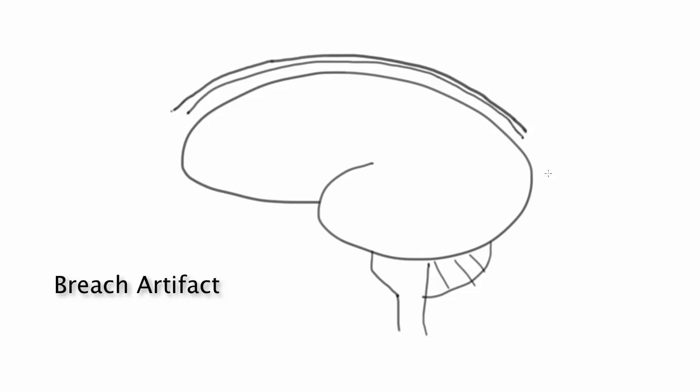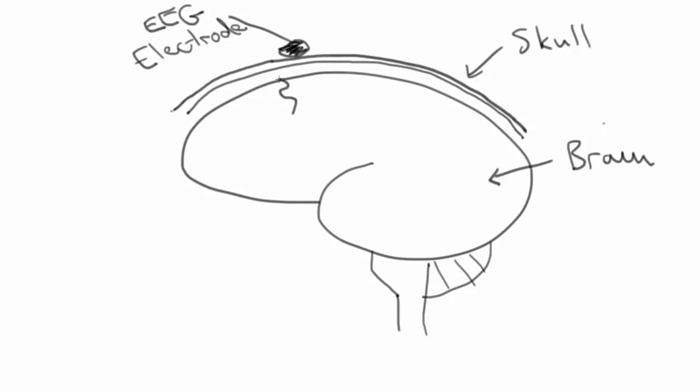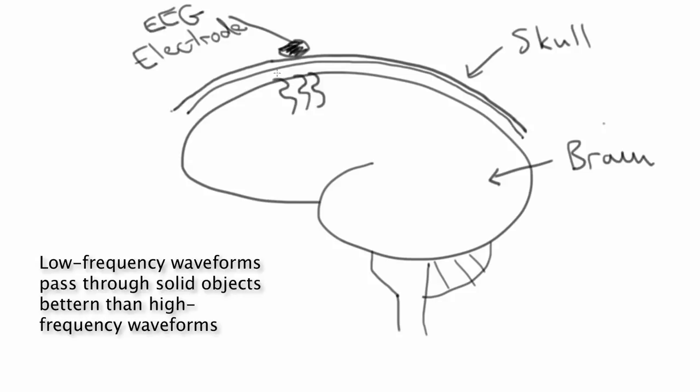I have drawn this very crude diagram of a brain in order to illustrate the breach artifact. This is the brain. This is the skull. We will put an imaginary EEG electrode here. Low-frequency waveforms, generated by the cortex, have an easier time passing through a dense object, such as the skull, and so all of these are seen easily by the EEG electrodes. Higher frequency waveforms, in the beta and higher range, have a more difficult time traveling through the dense skull, and so these are seen at lower amplitude and less prominently than lower frequency waveforms.